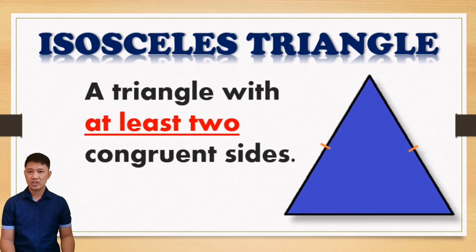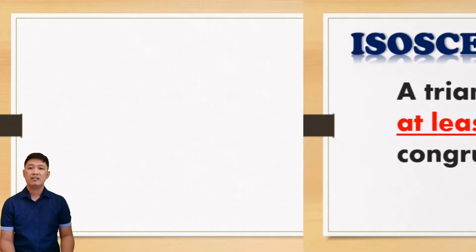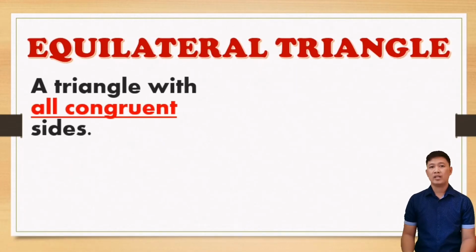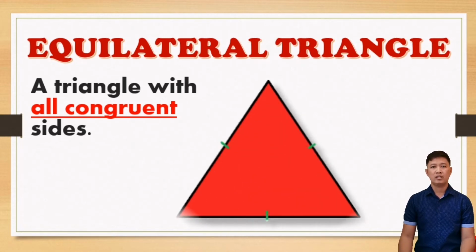The third classification of triangle according to the measures of its sides is the equilateral triangle. An equilateral triangle is a triangle with three congruent sides. Let's take a look at the given picture. Based on this picture, we have a triangle whose sides are all equal based on the given markings. So this is an example of an equilateral triangle.